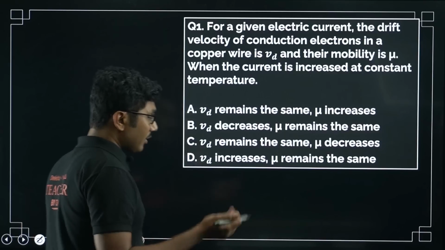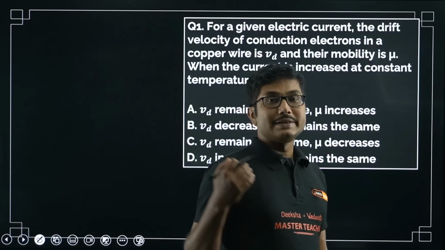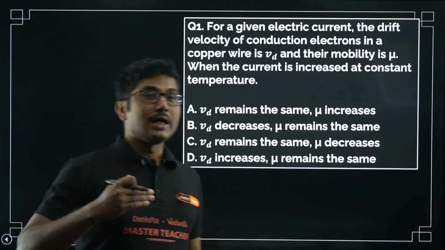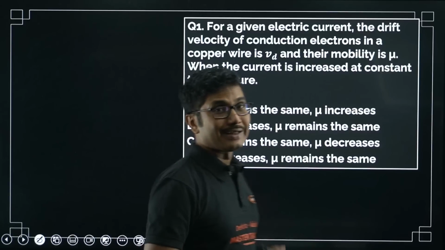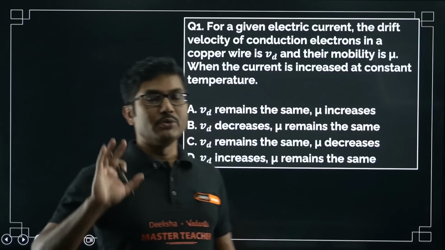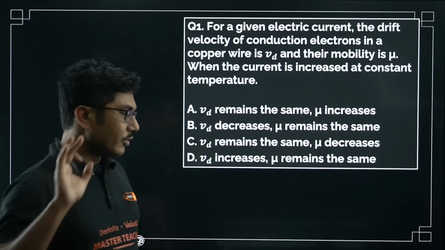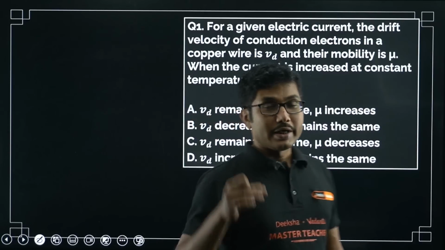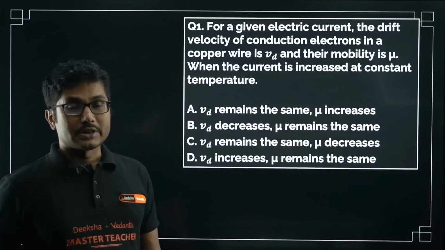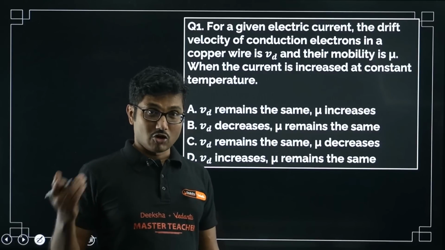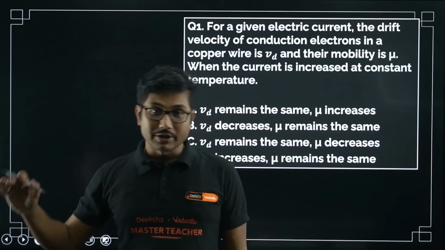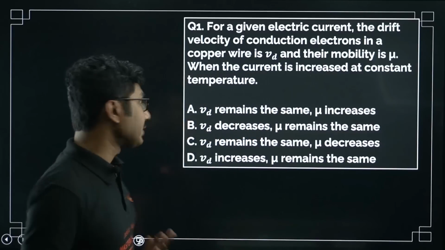Now, first of all, you have to understand that mobility is drift velocity per unit electric field. If you are increasing current, you are changing the electric field as well, so mu remains constant. Mu will only change with temperature. It depends on the collision time tau, directly proportional. It also depends on the mass and the charge of the electron. Charge and mass are constant, so it only depends on the collision time tau. Tau depends on the temperature, so mu will remain constant for sure.